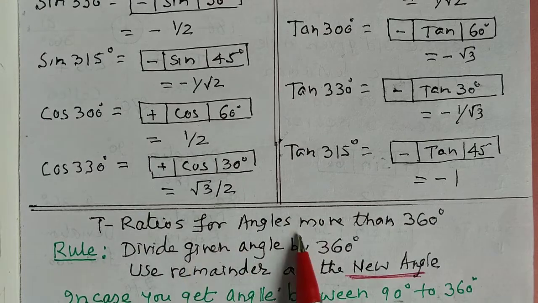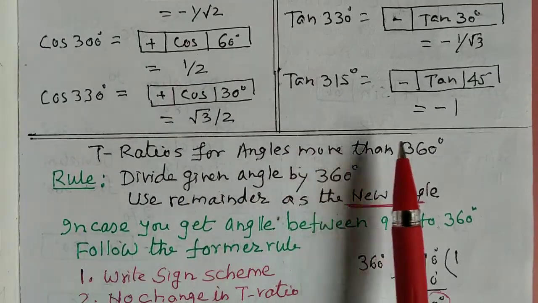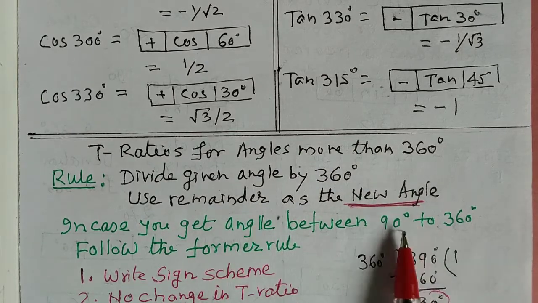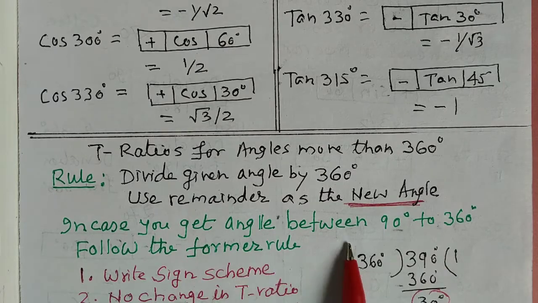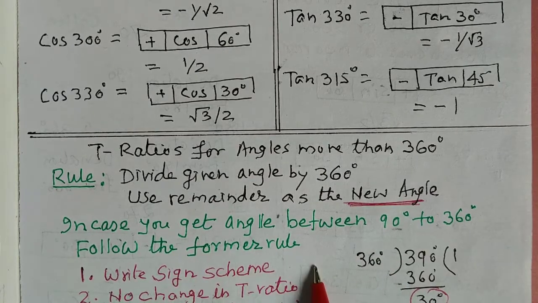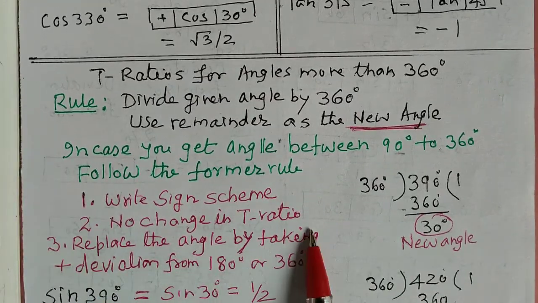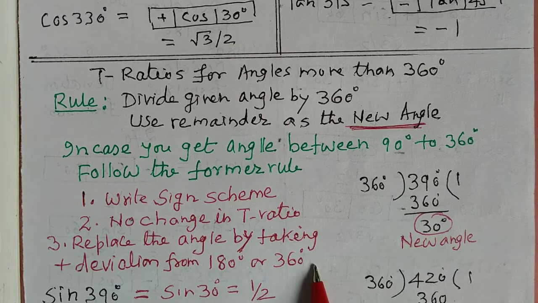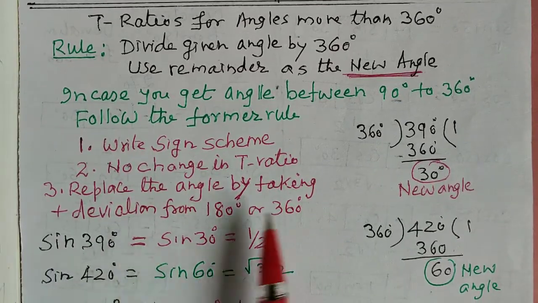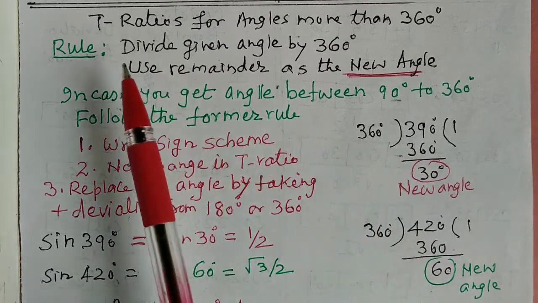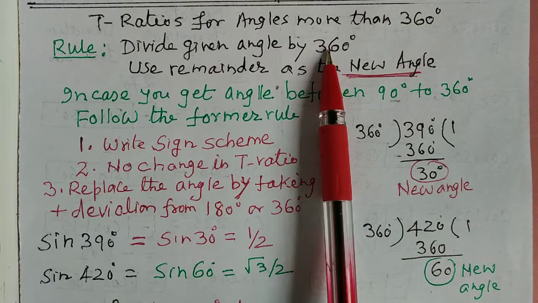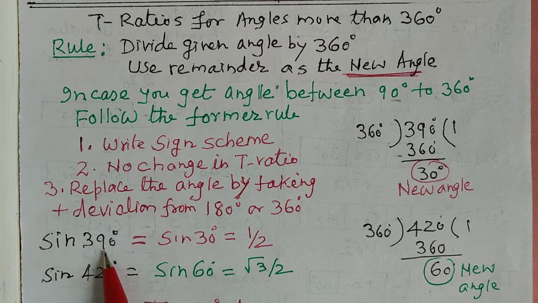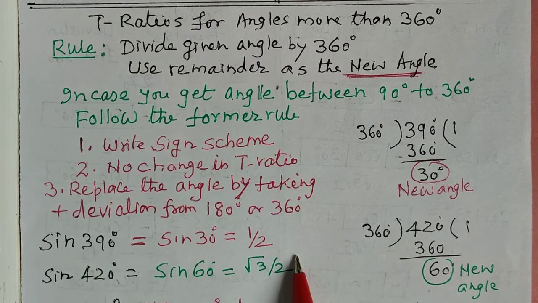Now T ratio for angles more than 360. If more than 360, divide the given angle by 360, use remainder as the new angle. In case you get angle between 90 to 360, follow the former rule just discussed. Write the sine scheme, no change in T ratio, replace the angle by taking the deviation from 180 or 360. Now just see 390. The 390 is divided by 360 according to this rule. Divide the angle by 360, the remainder is the new angle. Remainder 30, this is the new angle. So 390, the new angle is 30, so this is half, you know.